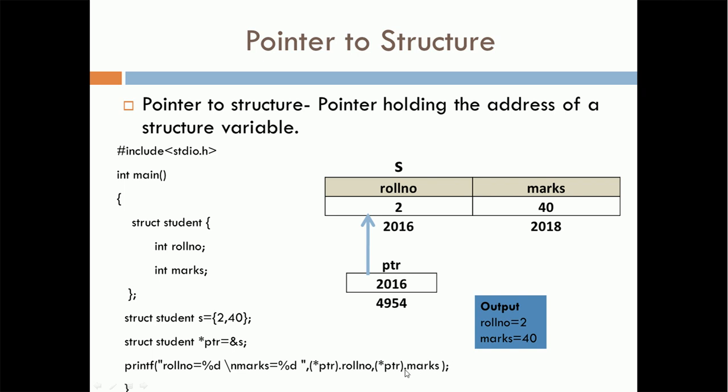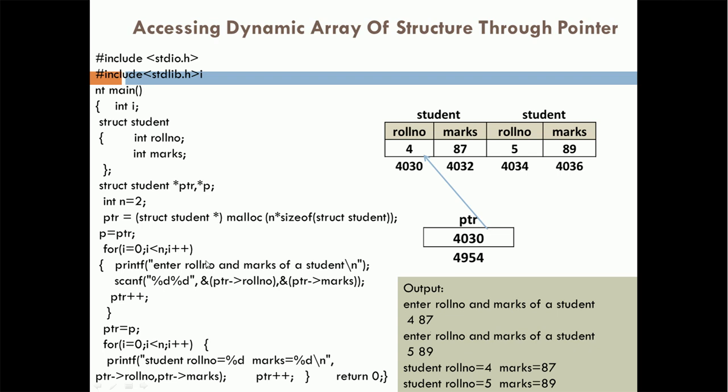Whole program is the same, just the printf statement is changed here. So these are the two ways through which we can access the structure using pointers. Now, accessing a dynamic array of structure through a pointer.